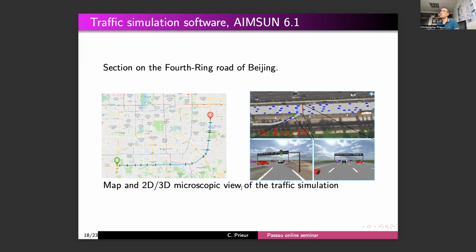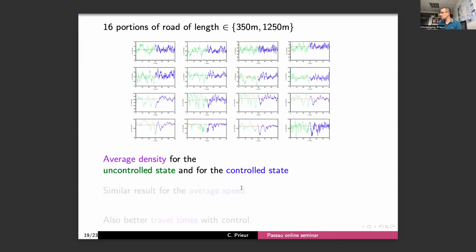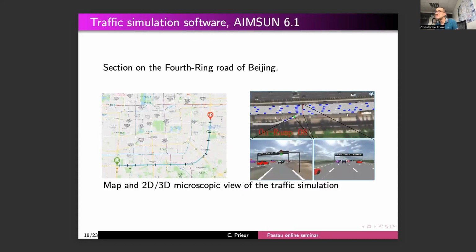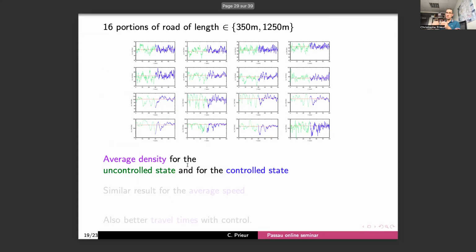And this software has been calibrated on this section of the road in Beijing, and this is the result. Here you can see there are 16 portions of the ring road with different lengths. The length can be between 350 meters and 1,000 meters, and here it is the average density without any control. Without any control, it is in green, and with control, it is in blue. So you see that you do not converge to zero. There is no stability, no convergence, no attractivity towards the equilibrium, your favorite red lines.